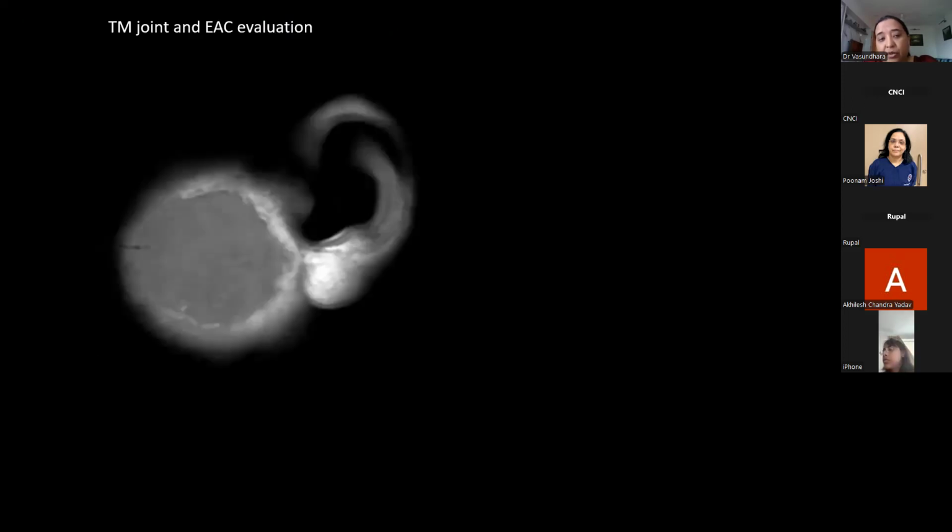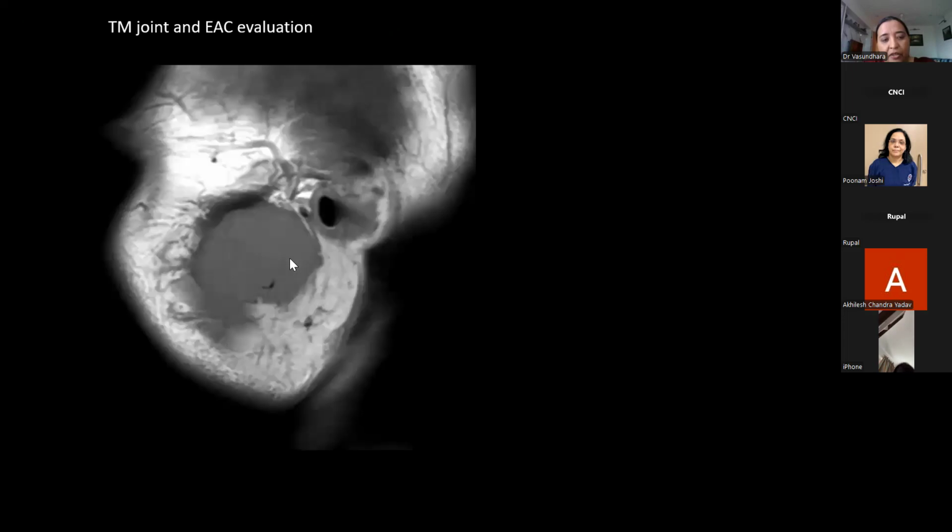Now, which planes to look at? Obviously, we all look at the axial plane. But to comment on certain structures, I would also like to look at my coronal and sagittal image. Now, this is a sagittal image. There is a tumor in the parotid.